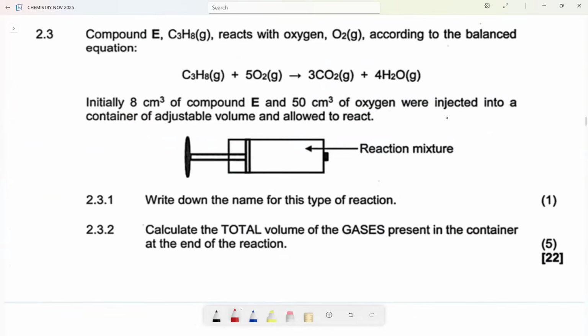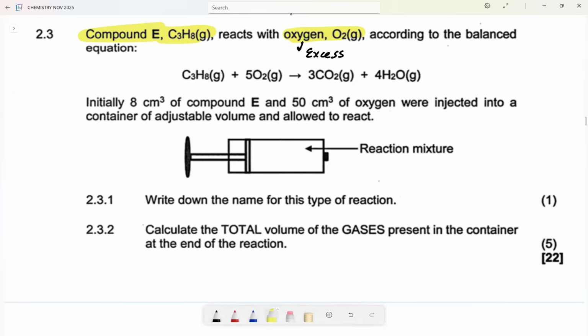2.3, compound E. Compound E reacts with oxygen. Remember, oxygen should be in excess, according to the balanced reaction. So this is a combustion reaction, by the way. For the combustion reaction, oxygen should be in excess. Remember the combustion reaction is the burning of alkanes in the presence of excess oxygen. So oxygen should be in excess.